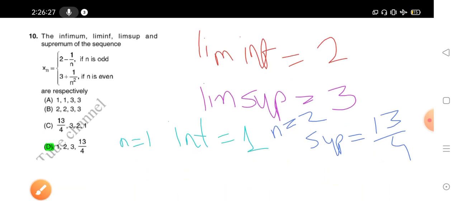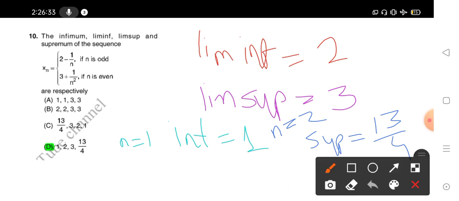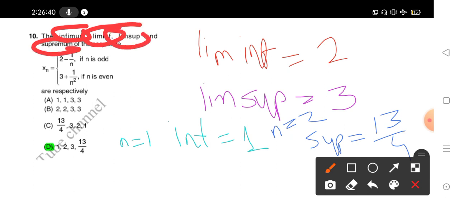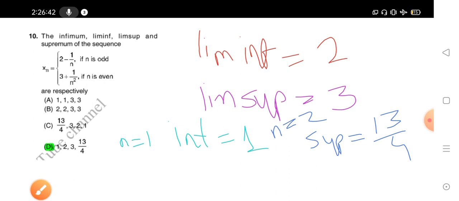The infimum and limit infimum. Read carefully: infimum and limit infimum, supremum, limit supremum. This is asked. First of all, check for the limit infimum.